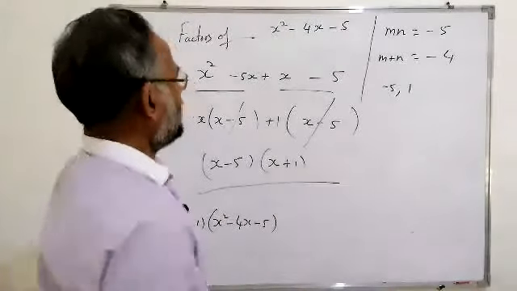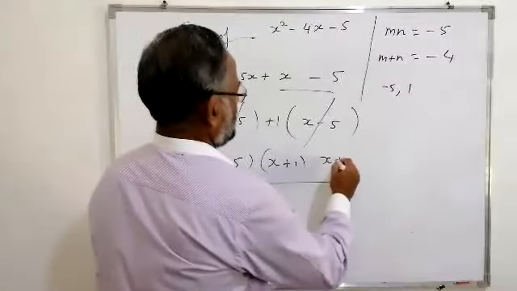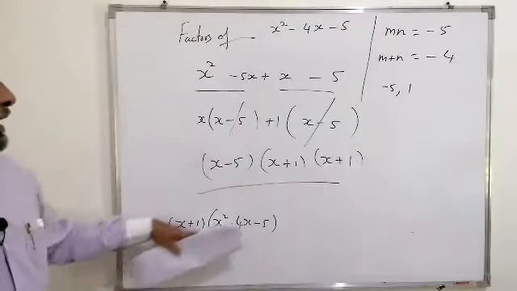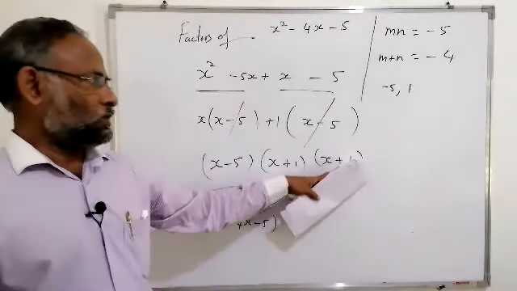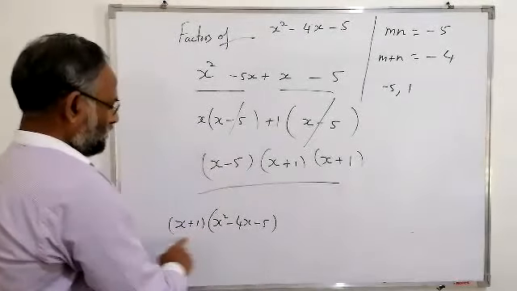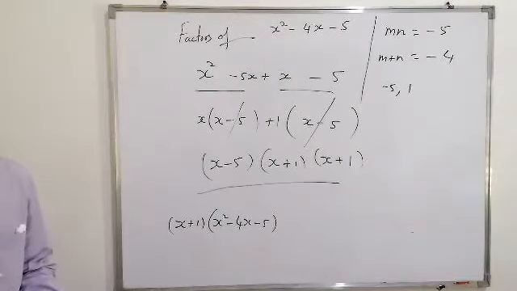You can eat now. So, one more x plus 1. See, the factors are x minus 5, x plus 1, and x plus 1. This is from here, and this is from factorization by factor theorem.